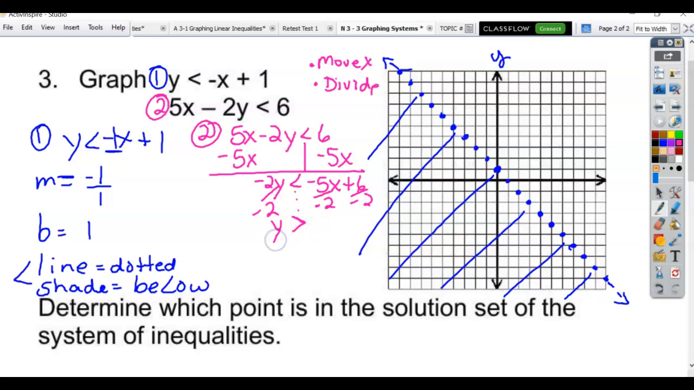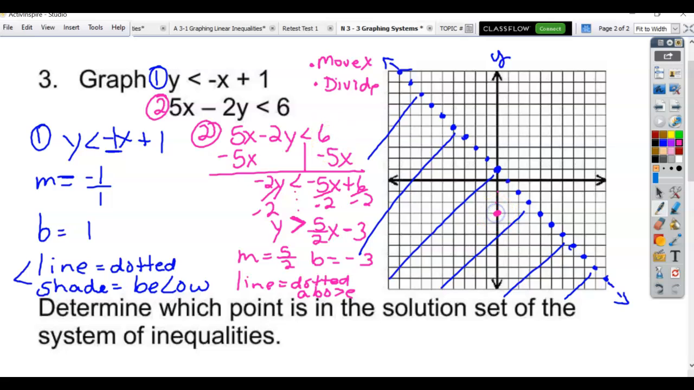Okay, so I've got y is greater than. Negative over negative is a +5 halves x, plus a negative makes that -6, and 2 goes into 6 three times. So my m is 5 over 2. My b, my y-intercept, is -3. The line type, well, I look at this, greater. It's dotted. And which way do I shade for greater? Above. Okay, so I come over here and graph the -3.